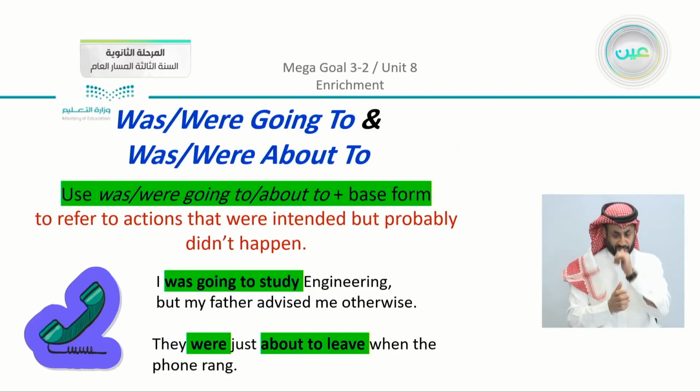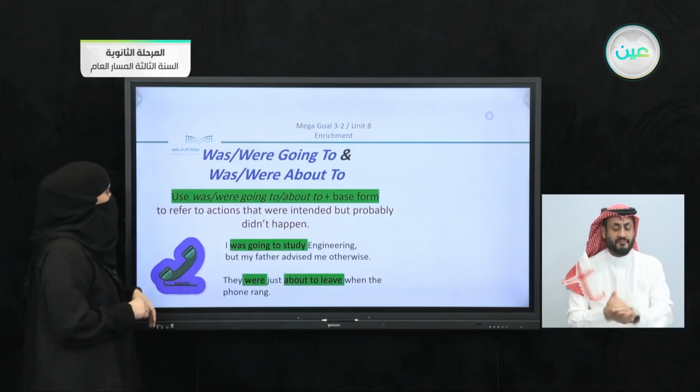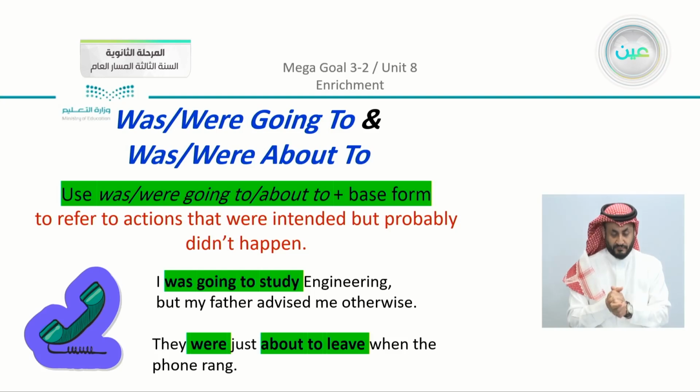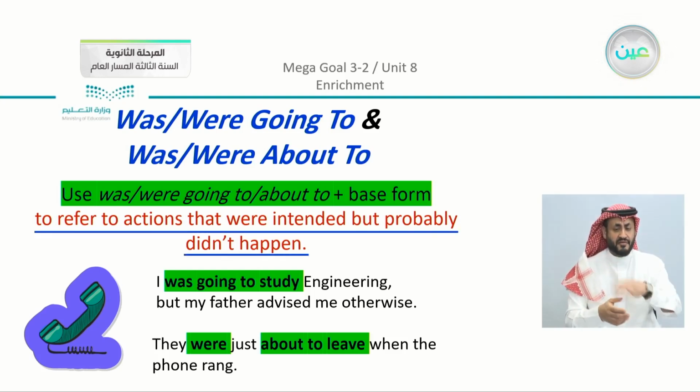Now also we studied using was or were going to, was or were about to. So here there is something very important to know, that we use this structure with the base form. So for example, I was going to study engineering, but my father advised me otherwise. And we have here, they were just about to leave when the phone rang. So when do we use this structure? To refer to actions that were intended but probably didn't happen.